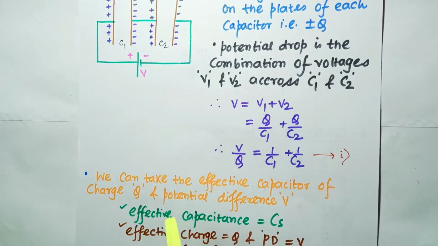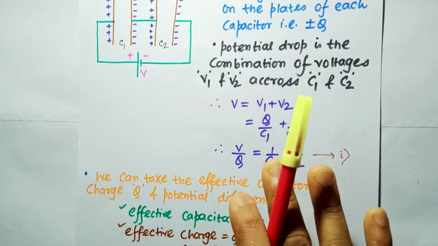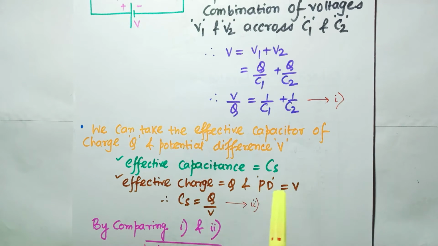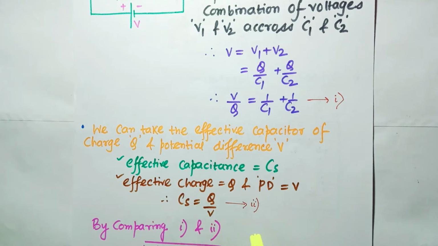Now we can take the effective capacitor with charge capital Q and potential difference V. So the effective capacitance we can assume to be Cs, which has the effective charge Q and the potential difference V. So we can write that Cs is equal to Q by V. This is the basic definition of capacitance. This is our equation number 2.